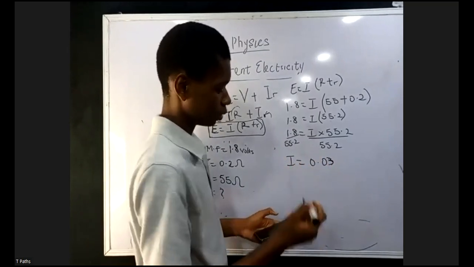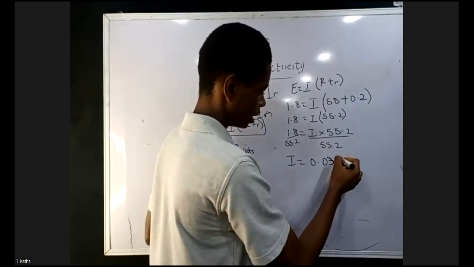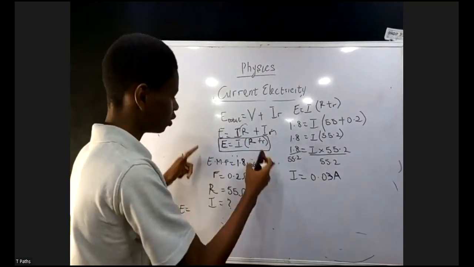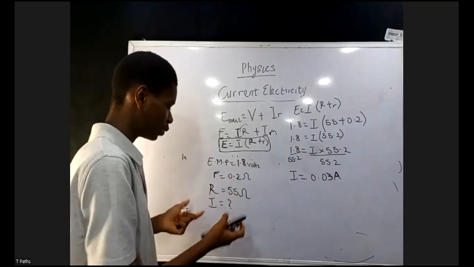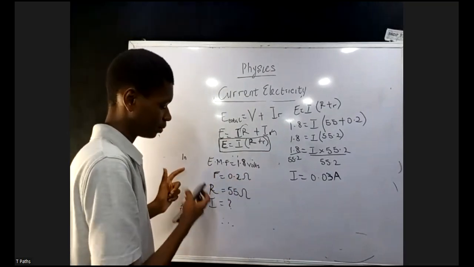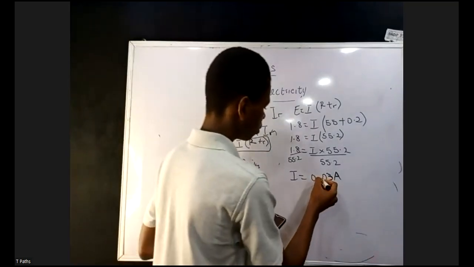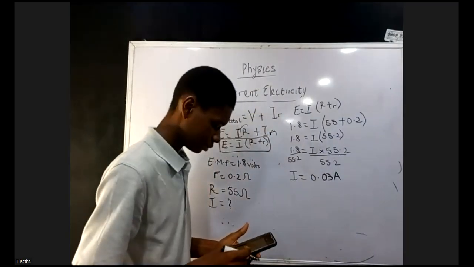So my value of electric current is 0.03. Now, if you've not added a unit, the answer is not correct. So you have to add ampere, which is A. So the value of my electric current, which is passing through this cell of EMF 1.8 volts and an internal resistance of 0.2 ohms, and then connected to an external resistance, is 0.03 amperes, which is my electric current. Okay, let's take another question.